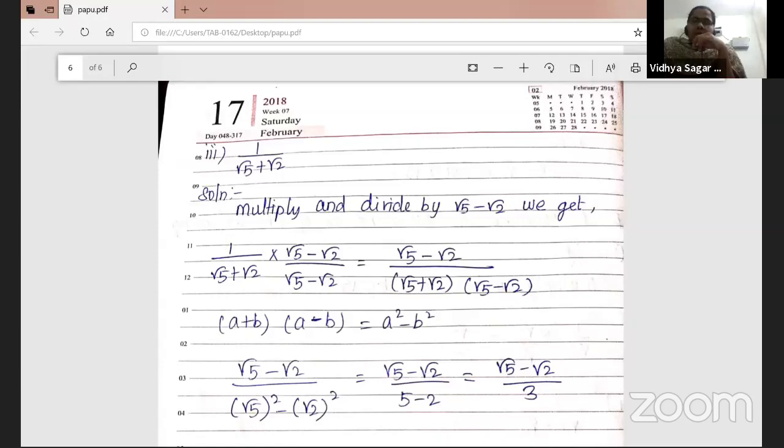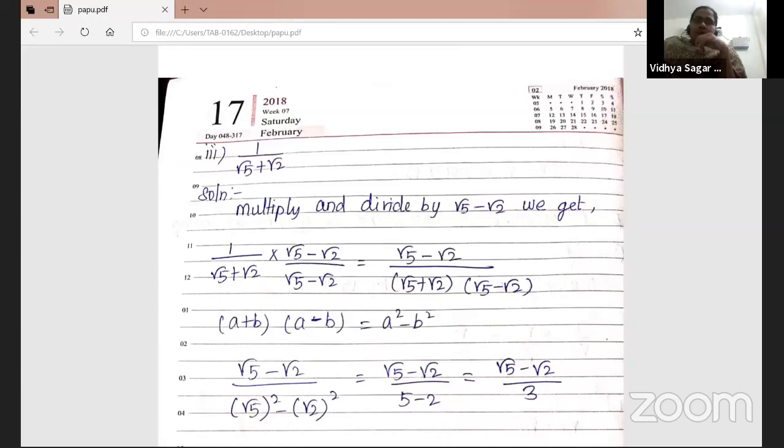So 1 into root 5 minus root 2 will be root 5 minus root 2. In the denominator, root 5 plus root 2 into root 5 minus root 2 is in the form of a plus b, a minus b. So I can write that as root 5 the whole square minus root 2 the whole square. Root 5 into root 5 becomes 5, root 2 into root 2 becomes 2. So root 5 minus root 2 by 5 minus 2, which is 3. So the answer is root 5 minus root 2 by 3.